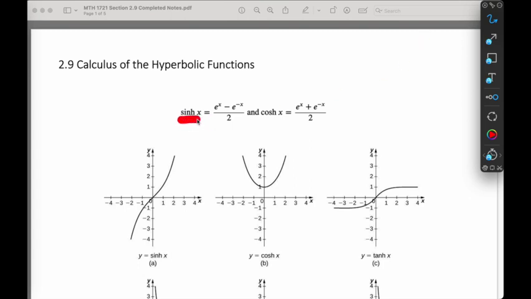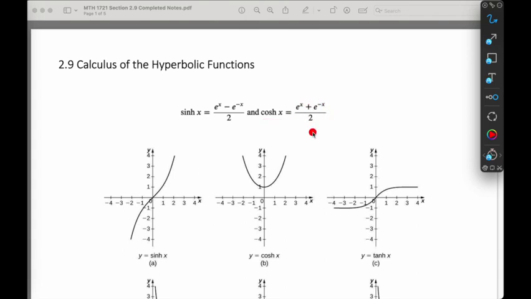But this function right here, it looks like sine with an h added on the end of it. That's called hyperbolic sine. And this one here is cosine with an h added on the end of it, and that's hyperbolic cosine. Hyperbolic sine is defined by e to the x minus e to the negative x, all divided by 2, and hyperbolic cosine is defined by e to the x plus e to the negative x all over 2.